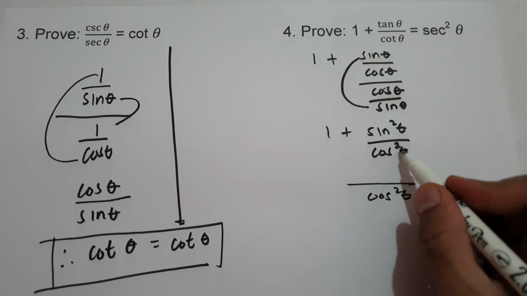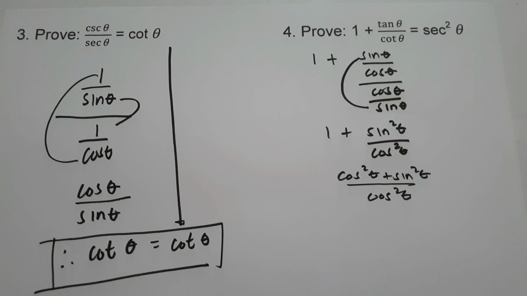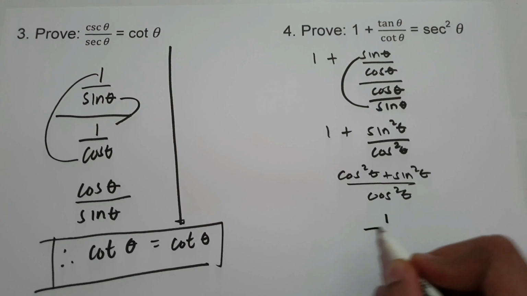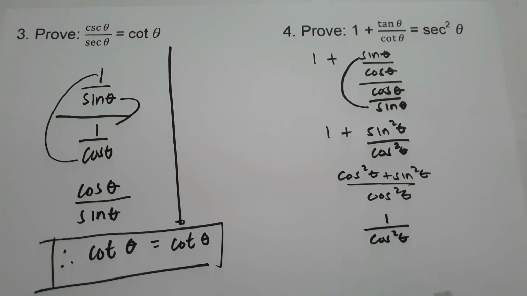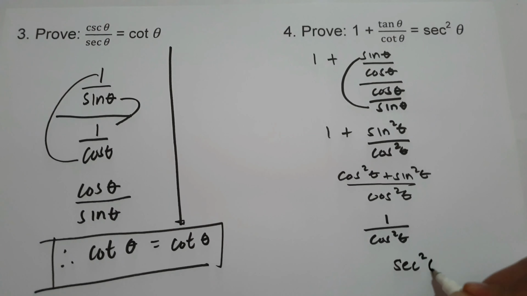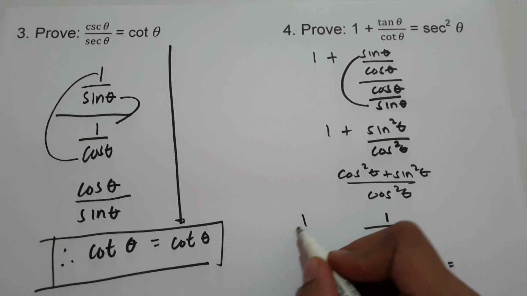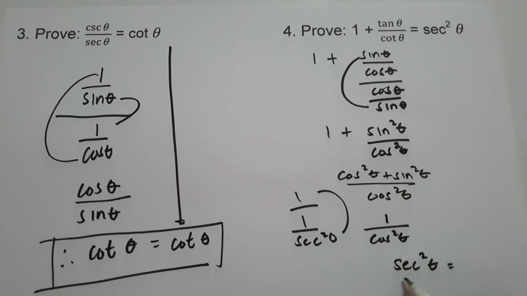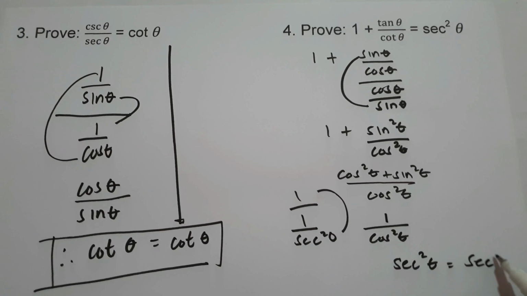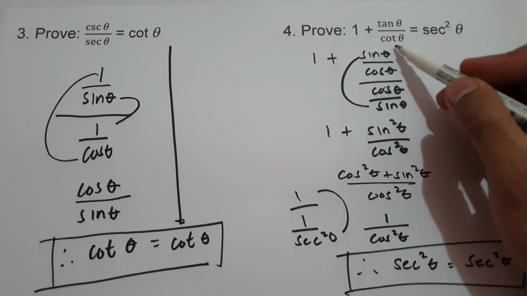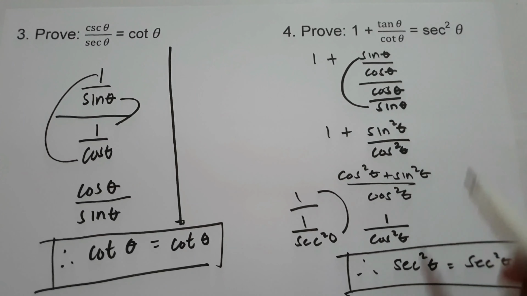Cosine square theta times 1, that is cosine square theta plus sine square theta. And we all know that cosine square theta plus sine square theta is equal to 1 over cosine square theta. Therefore, 1 over cosine square theta is equal to secant square theta, because cosine is 1 over secant square. If you're going to simplify, we are going to have secant square theta. Therefore, we prove that 1 plus tangent theta over cotangent theta is equal to secant square theta.